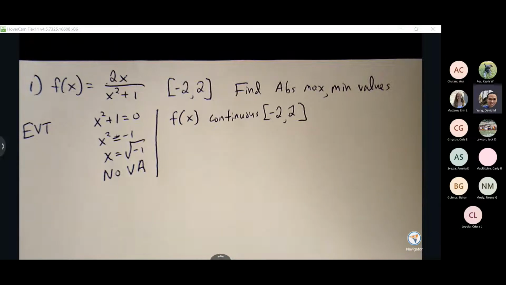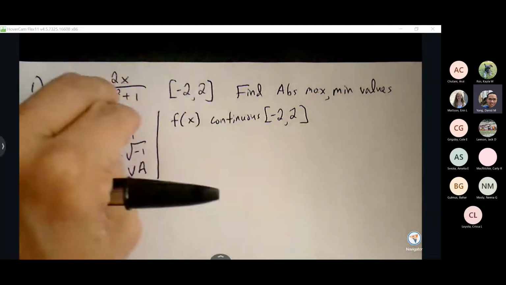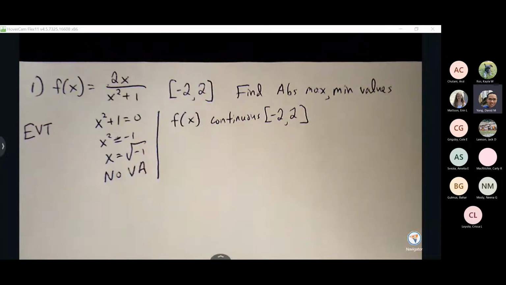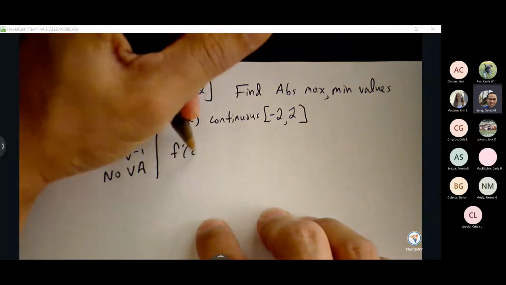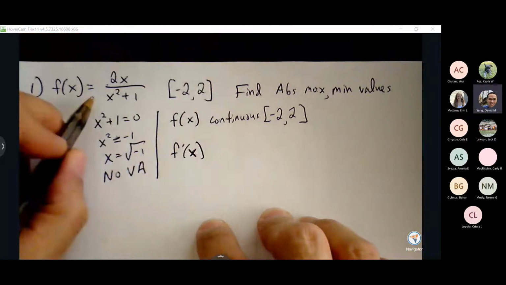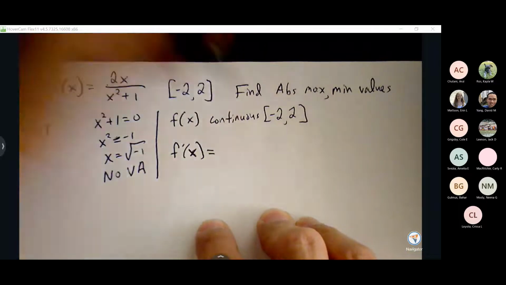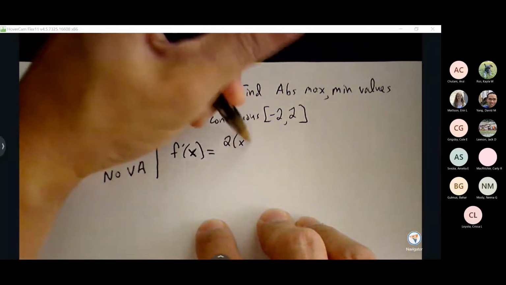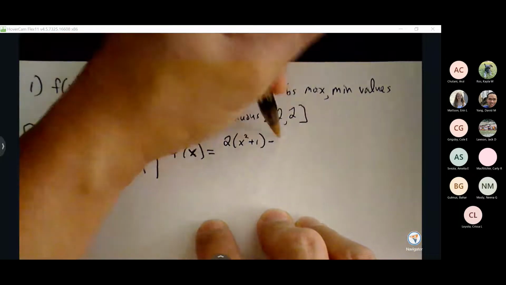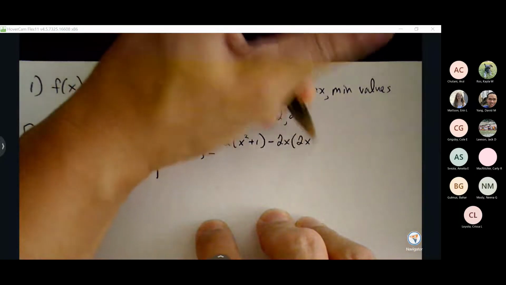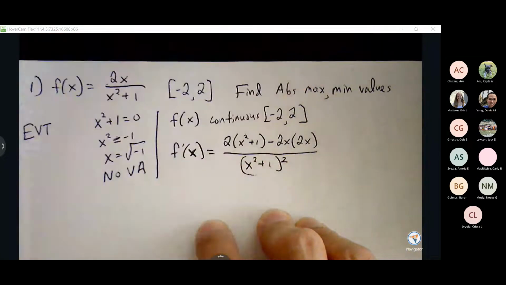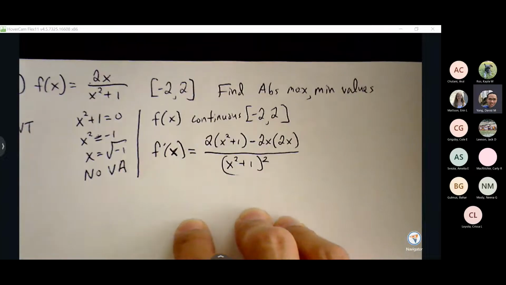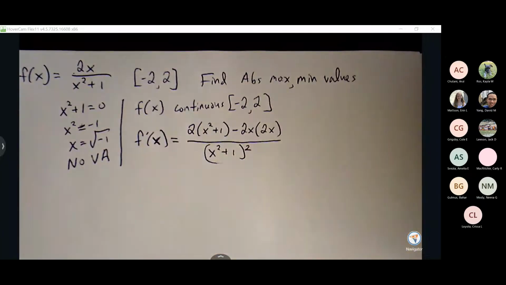So with EVT, we have to consider the endpoints and the critical points. We can save the endpoints for later. We already know what they are. We have to look for the critical points, though. So critical points come from the derivative. From the derivative, this is going to have to be quotient rule here. f prime g minus f g prime all over g squared. Okay, expand this out.